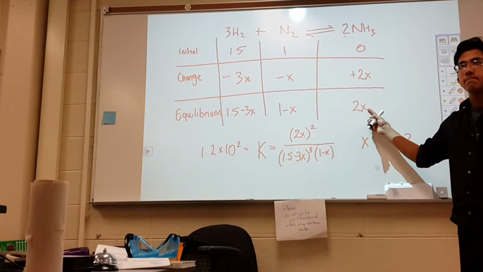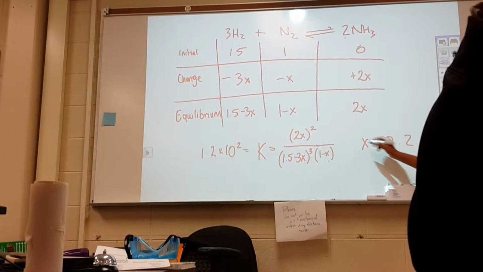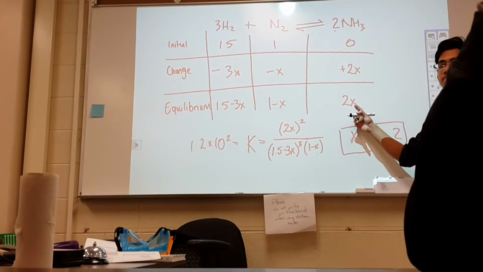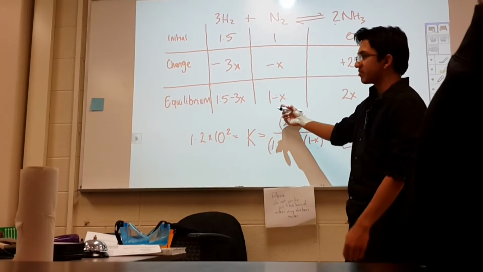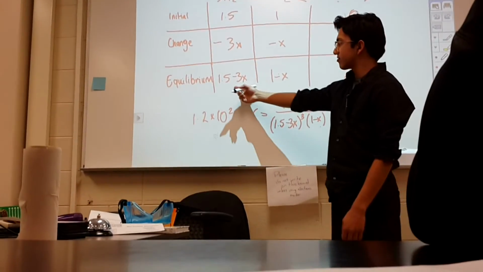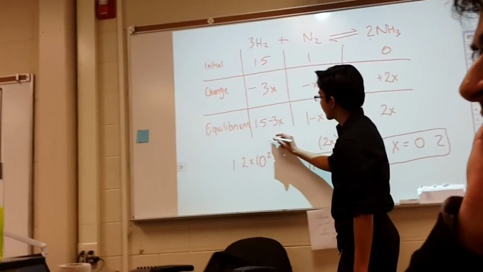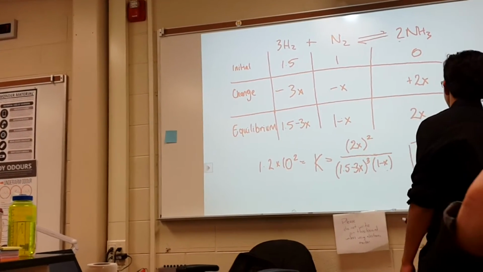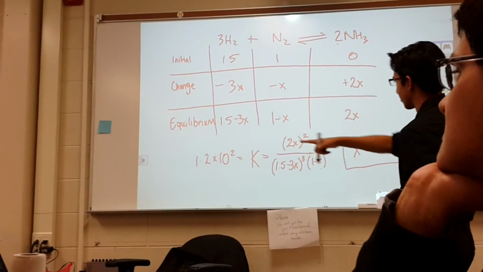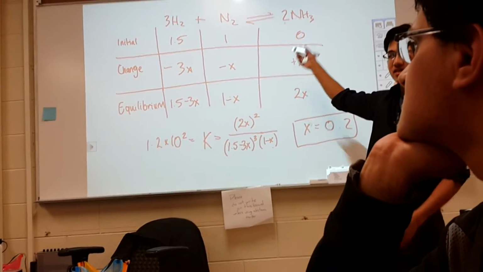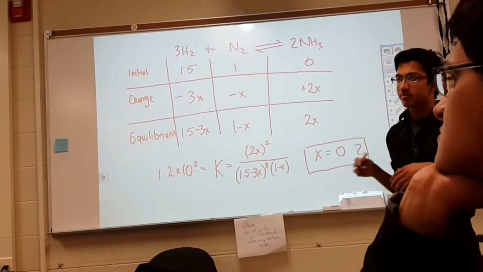What would this be? If we just let x be 0.2, this would be 0.4. This would be 0.8. This would be 0.9. Okay? Does that make sense? The value probably isn't actually going to work because this is totally wrong. But, ta-da! That would be a high-level equilibrium problem.